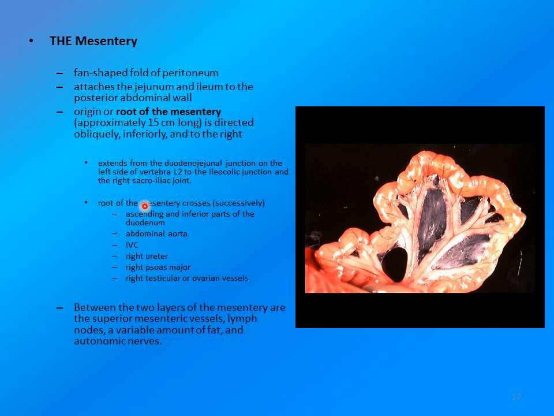The root of the mesentery crosses successively the ascending and inferior parts of the duodenum, the abdominal aorta and IVC, the right ureter, the right psoas muscle, and the right testicular or ovarian vessels. Again, between the layers of the mesentery are mesenteric vessels, lymph nodes, and a variable amount of fat as well as autonomic nerves.